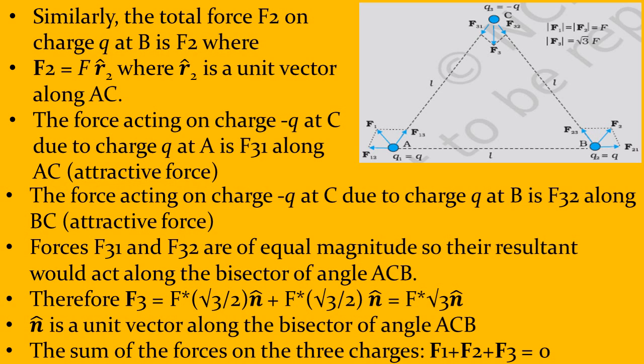The sum of the forces on the three charges F1, F2, F3 is 0. Now, the detailed calculation of how to do the vector sum of these three forces, F1, F2, F3, I leave it to you as an exercise. We have the force F1 marked at A, F2 marked at B, and F3 marked at C. So you can do this in your own time.